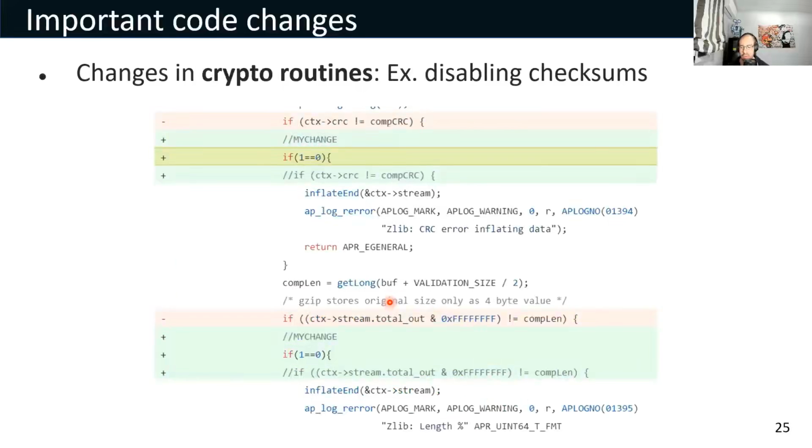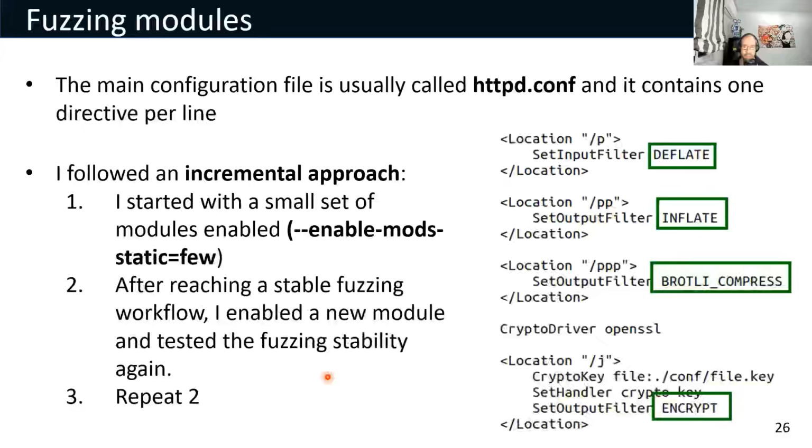The third group of changes are those made in crypto routines. For example, to disable the checksums. In this picture, you can see as I comment out both CRC comparisons. This is the first one, and this is the second one. That's really important because the fuzzer will get stuck in these CRC comparisons if we don't disable them.